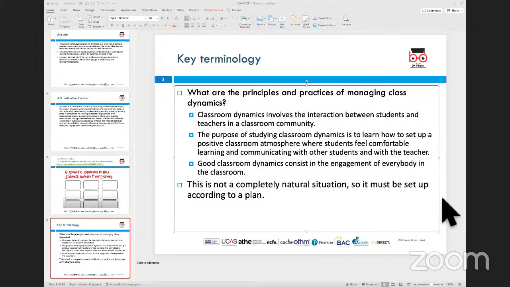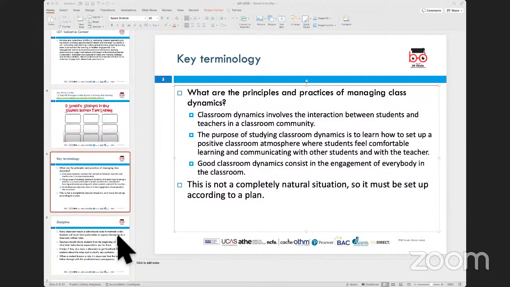Now, the purpose of studying classroom dynamics is to understand how we set up a positive classroom, how we set up an inclusive classroom, what resources we look at, and how we use these resources to make learning more effective in the classroom. Good dynamics in the classroom is very important because it helps in setting a positive attitude and a positive behavior, and it motivates learners to interact with other learners and teachers in the classroom. This is generally a requirement to effectively teach and deliver in the class.